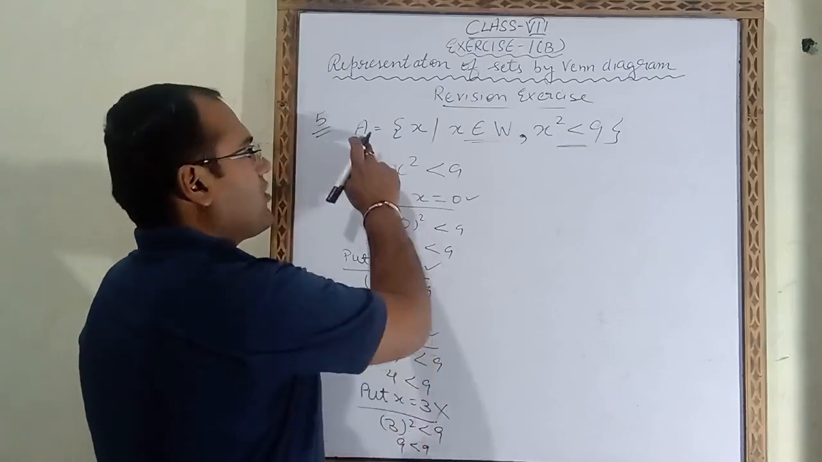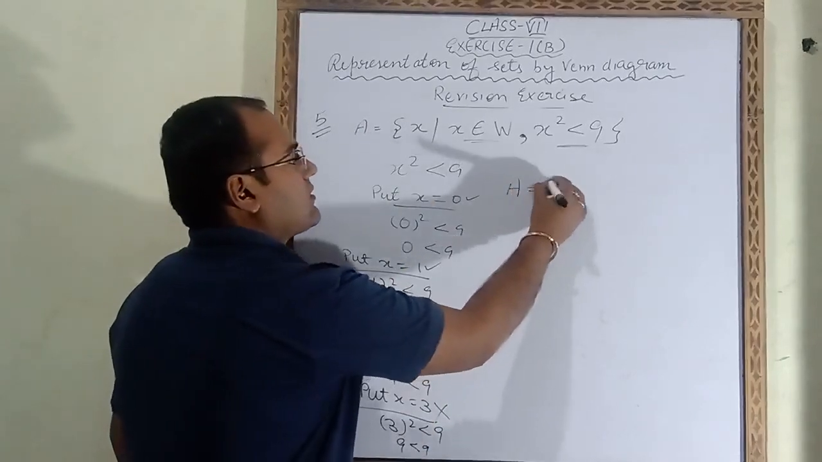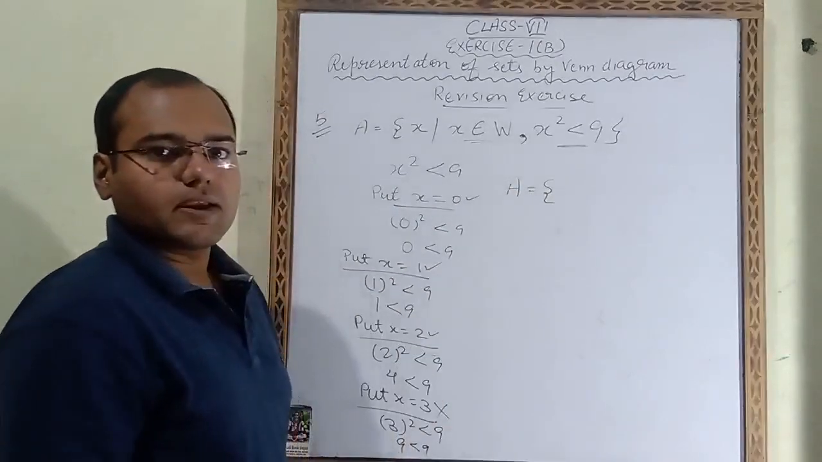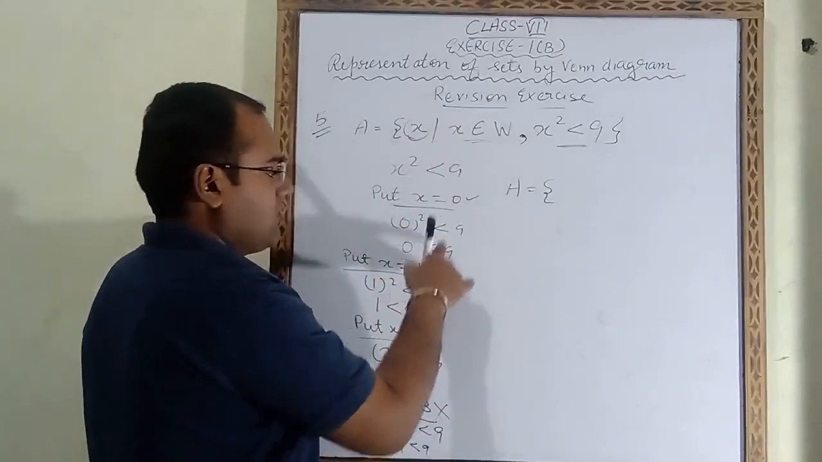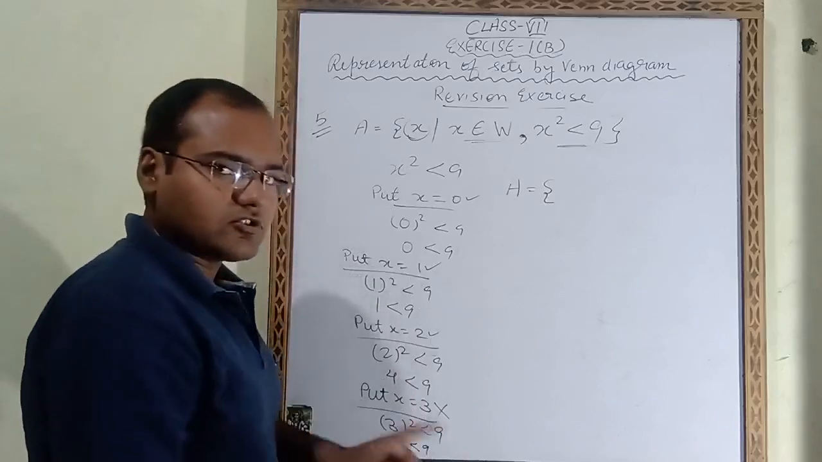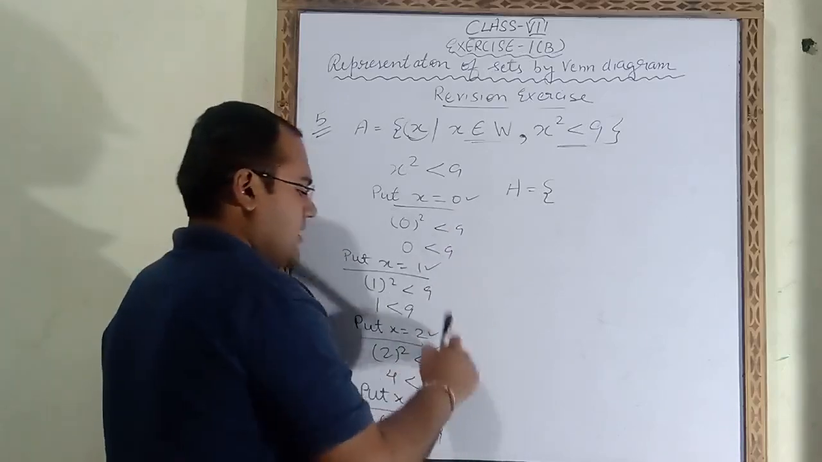So final answer of A we have to write here now. In the set A we have to write x. What is x? x is 0, 1, 2. 3 is wrong, so we will not take 3. 0, 1 and 2.